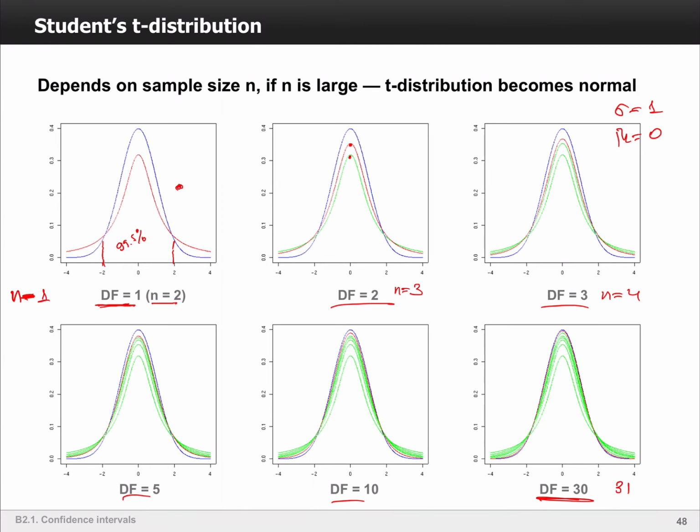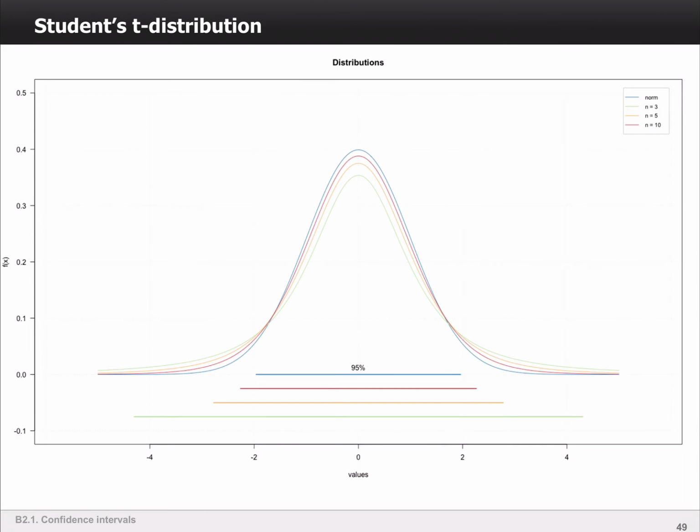How does this difference influence the confidence intervals? Well, let's look at this plot, okay? I have 4 different distributions here. The blue curve shows the normal distribution. The green curve shows the t-distribution for sample size 3. The orange curve shows the t-distribution for sample size 5, and then for sample size 10, it's the red curve. Okay, so you can see how these curves relate to each other.